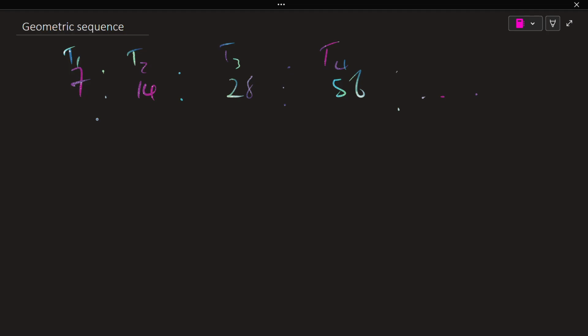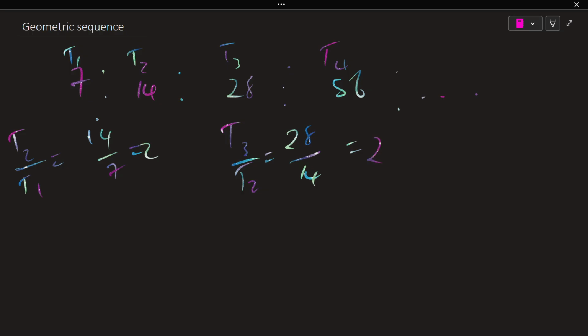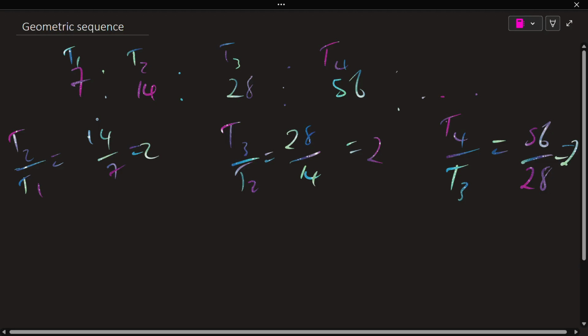Now, when we say the common ratio, we mean that the second term divided by the first term will give us 14 over 7, and this gives us 2, right? And also the third term divided by the second term, which is 28 divided by 14, will also give us 2. The same applies for the fourth term divided by the third term. This will give us 56 divided by 28, which will also give us 2.